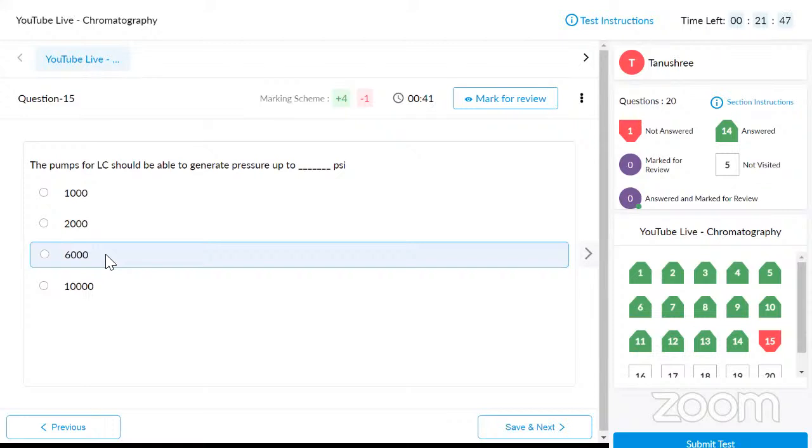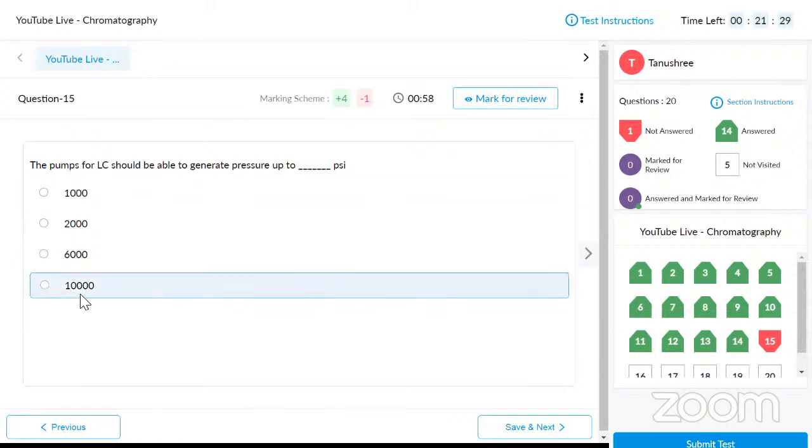Why? Because if the pump is having a pressure of 6000, it will be able to pump out that much mobile phase from your mobile phase container, and it will help it travel and flow uniformly through the length of your column and help in eluting out the sample. Again, 10,000 is too high a pressure. Why? Because if the mobile phase pressure is too high, there is a possibility of the column material being washed out.